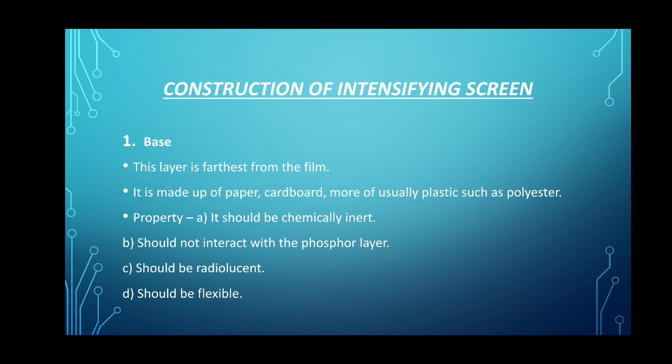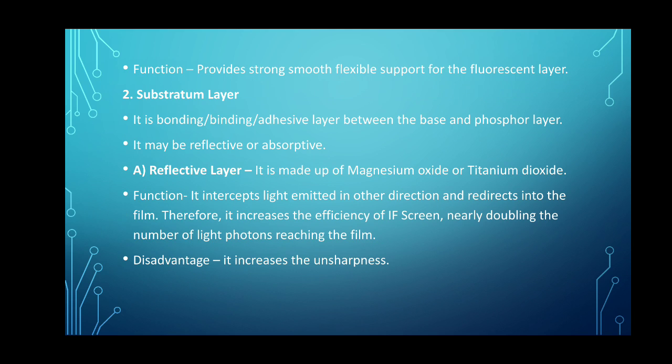Construction of intensifying screen. Number 1. Base. This layer is farthest from the film. It is made up of paper, cardboard, or more usually plastic such as polyester. Properties: number 1, it should be chemically inert. Second, it should not interact with the phosphor layer. Third, it should be radiolucent. Fourth, it should be flexible. Functions: provides strong, smooth, flexible support for the fluorescent layer.